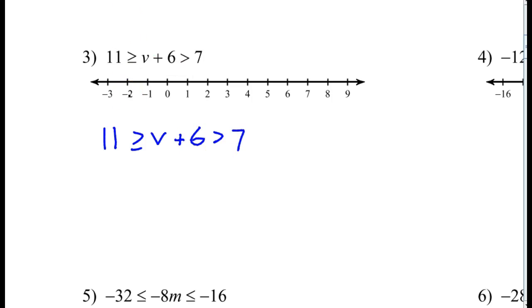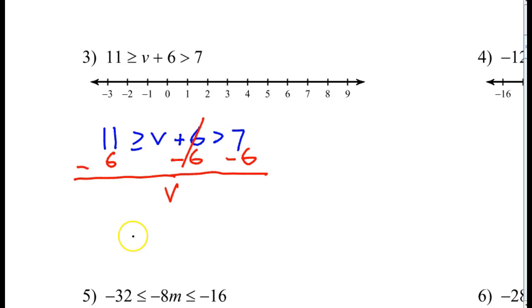Right, start on the side of the variable, or where the variable is. So it's right in the middle, usually, always. The variable's in the middle. And you see a plus 6, so just like always, we're going to do minus 6. But since there's 3 parts, we're going to do minus 6 here, but also here, and also here, 3 places. Okay. So we have v.